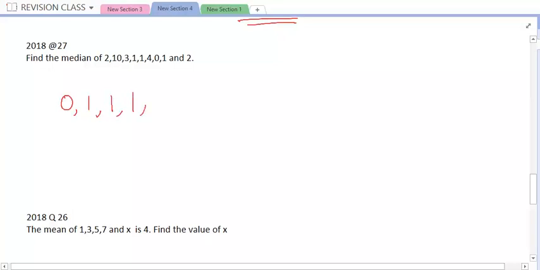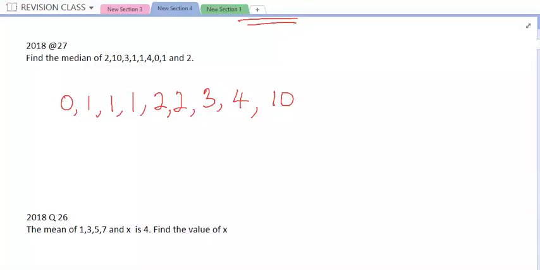Then 2 occurs twice. So you have 2, 2. After 2, 3 occurs just once. So you have 3. After 3, 4 occurs just once. You have 4. Then after that, you have 10. So let's count. 1, 2, 3, 4, 5, 6, 7, 8, 9. Let's count the number of data you are given. 1, 2, 3, 4, 5, 6, 7, 8, 9.